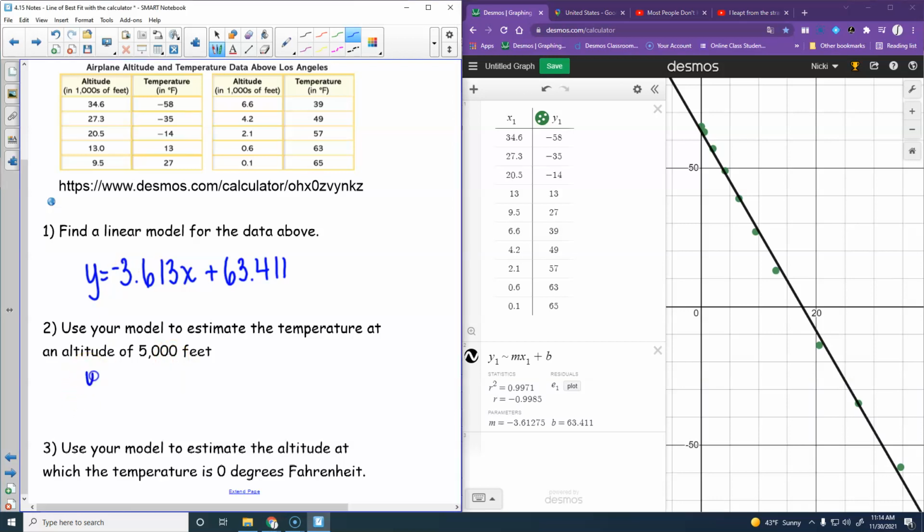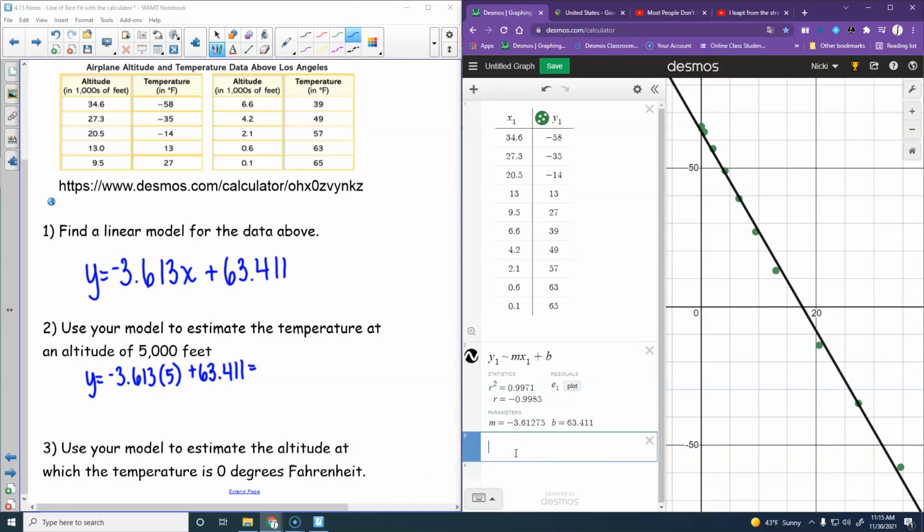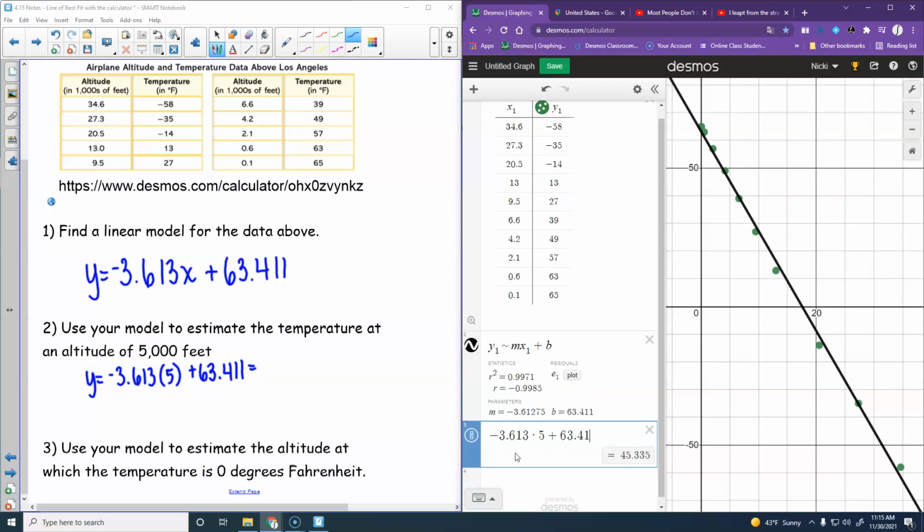So I can do this by hand, and I'm going to show you a cool shortcut on Desmos. So I could do it by hand. And if you do that, I get 45.346.